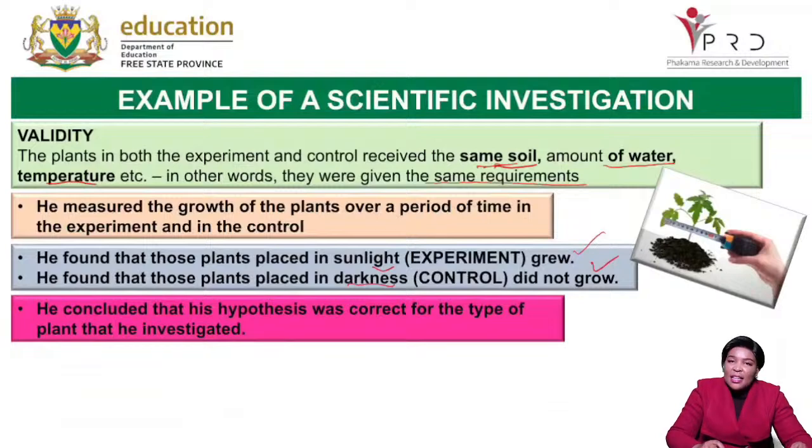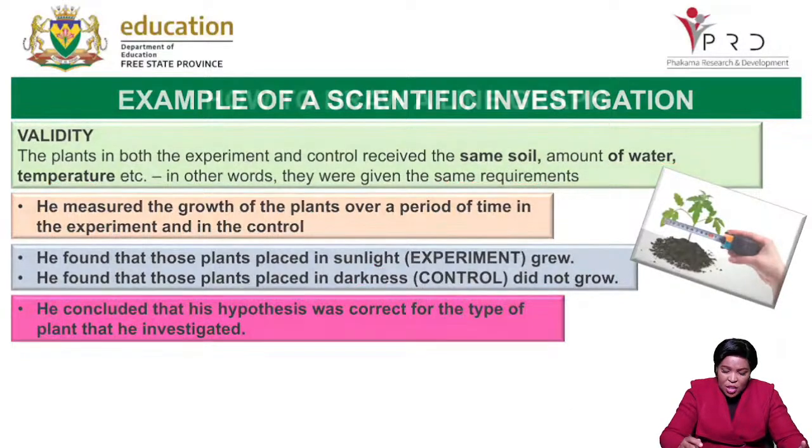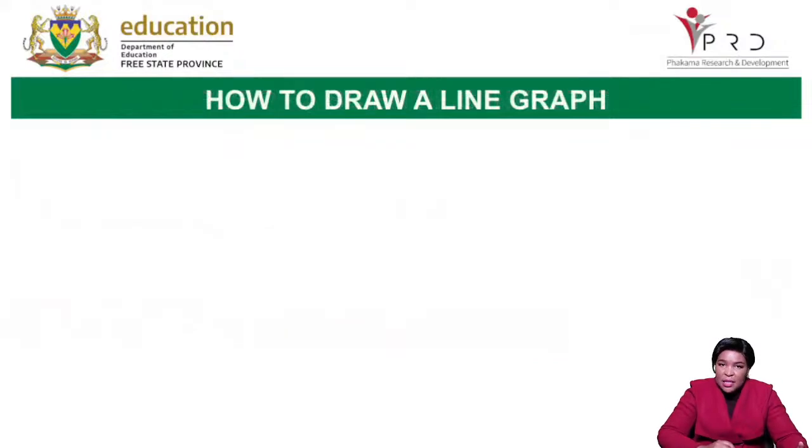Then he concluded that his hypothesis was correct for the type of plants that he investigated. His hypothesis was that sunlight is essential for plant growth. Then he saw that those that were in the sun did grow. So it proved his hypothesis to be correct. So please make sure that you follow this investigation format when you are writing an investigation.